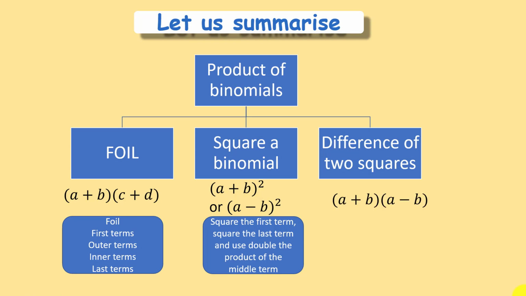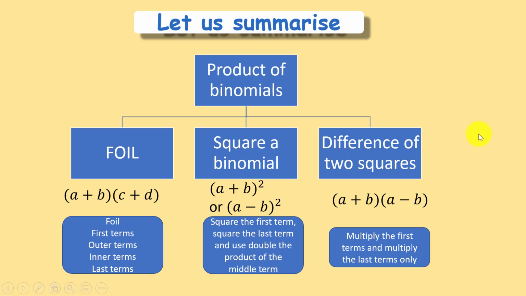If you notice that you've got two binomials which are exactly the same except for the signs, then you only have to square the first term and square the last term, or multiply the first terms by each other and multiply the last terms by each other. You don't have to calculate the inner terms and the outer terms because those two will give you additive inverses.